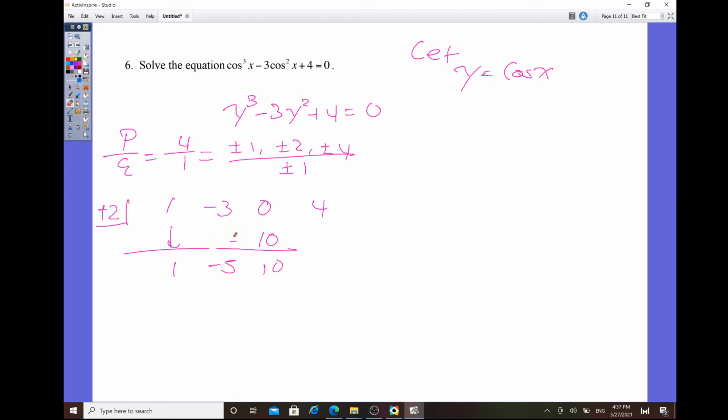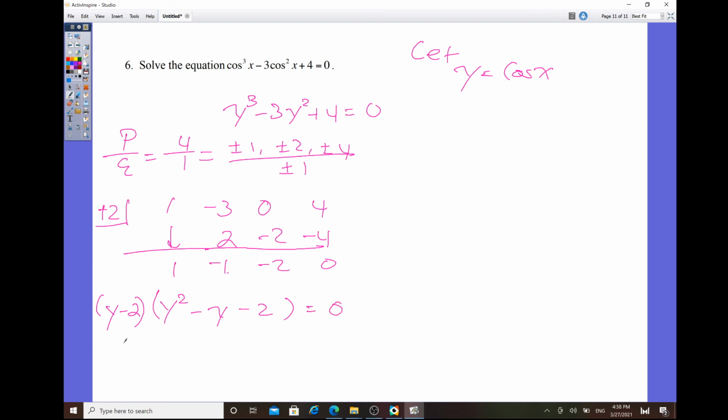So first number, bring it down. So 1 times 2, okay, then that'd be 2. And then combine them. So then that'd be negative 1. Negative 1 times 2, negative 2. Combine them, negative 2. Negative 2 times 2, negative 4. Bingo. So what we found here is y squared minus y minus 2, and then times y minus 2. Okay, so it's always the conjugate.